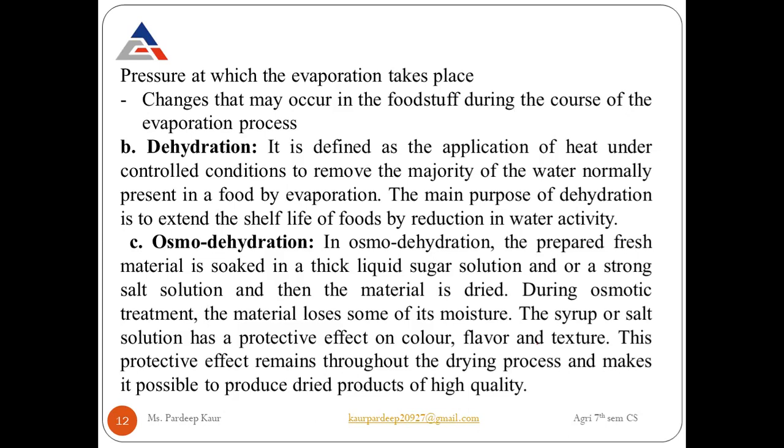In the osmodehydration process, we dip or soak the fruits and vegetables into a strong sugar solution, a liquid sugar solution, or a strong salt solution. After that, the material is dried. Both the syrup and salt solution protect and maintain the color, the flavor, and also the texture of the food. In this way, we provide highly nutritious and high quality food to the consumer.